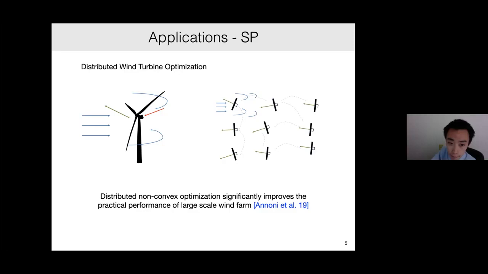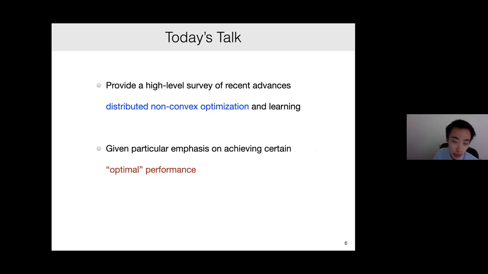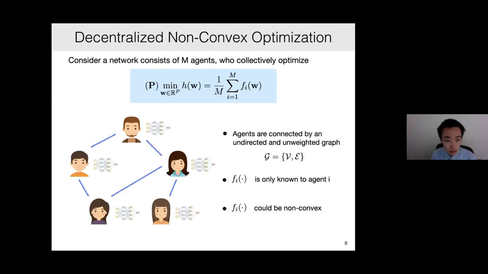Okay, so these applications motivate us to consider a class of problem called distributed non-convex optimization. And in today's talk, I will first provide a high-level survey of recent works on this direction. And next, I will give particular emphasis on how to achieve certain optimal performance for this type of problem. So to begin with, here is the distributed setting we consider.